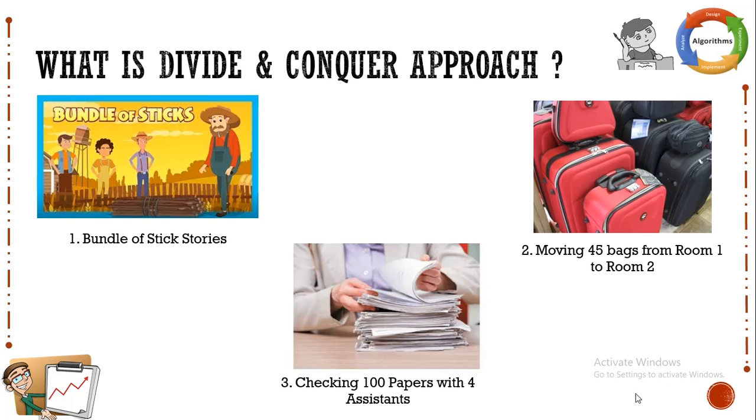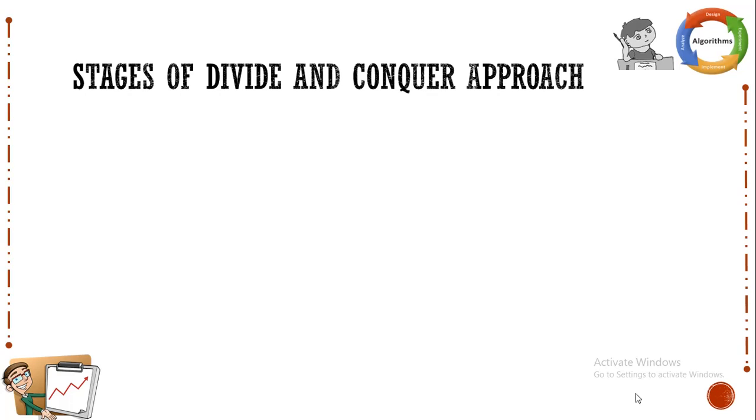If there are more assistants, say 10, then the problem can be solved even faster, as now the 100 papers can be divided into 10 groups. On the contrary, if there is one assistant, the problem is equivalent to solving the original problem of correcting 100 papers individually. I hope now we have understood the basic idea of how exactly the divide and conquer approach works. Now let us see the stages of divide and conquer approach.